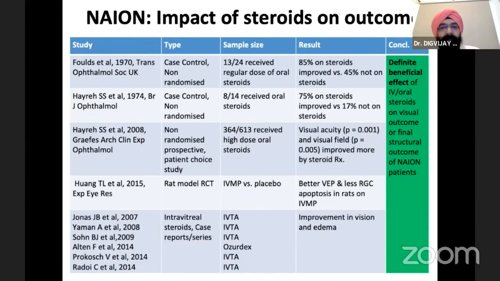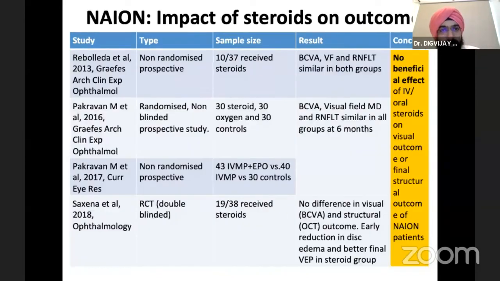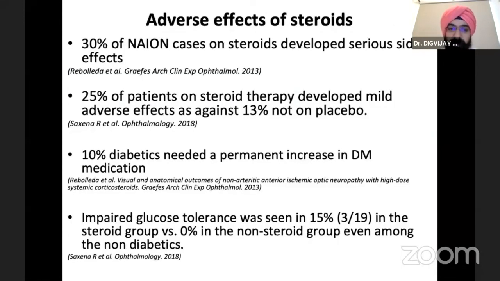And as many studies as have said that steroids are beneficial as this group, a similar number have also said it doesn't really have a benefit, and they find no benefit out of use of steroids. So therefore, this still continues to be a gray area. There have been adverse effects of steroids that have been reported in various studies, and we should be aware of that. And these include development of serious adverse effects in about 30% of the patients, and 10% would need an increase in diabetic medicine. The sugars would permanently go up.